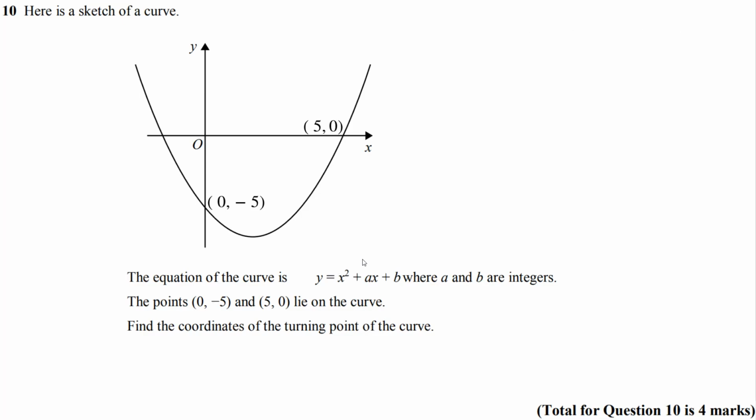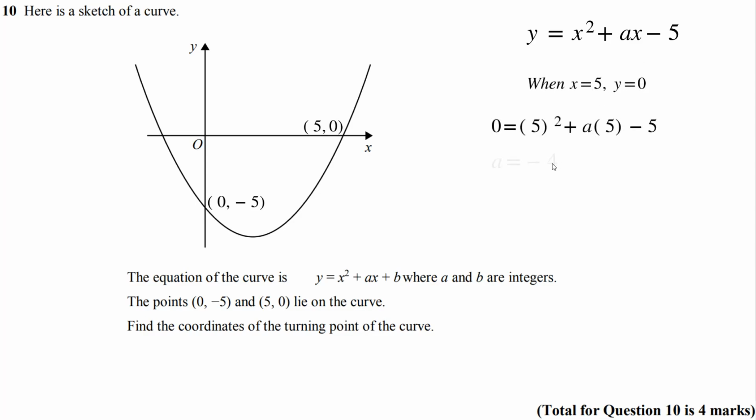Before I do that, let me just say that the y-intercept, the point where this curve intercepts the y-axis, is minus 5. Whenever you get a quadratic, this last number, the c term, is your y-intercept. So y equals x squared plus ax minus 5. And when x is 5, y equals 0. Plug that in to get this. So a equals minus 4. Then plug that back into this equation to get y equals x squared minus 4x minus 5.